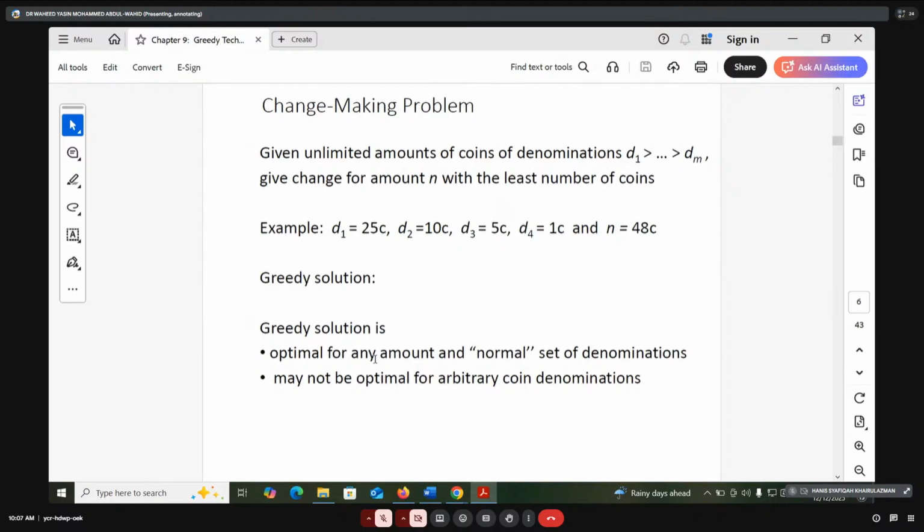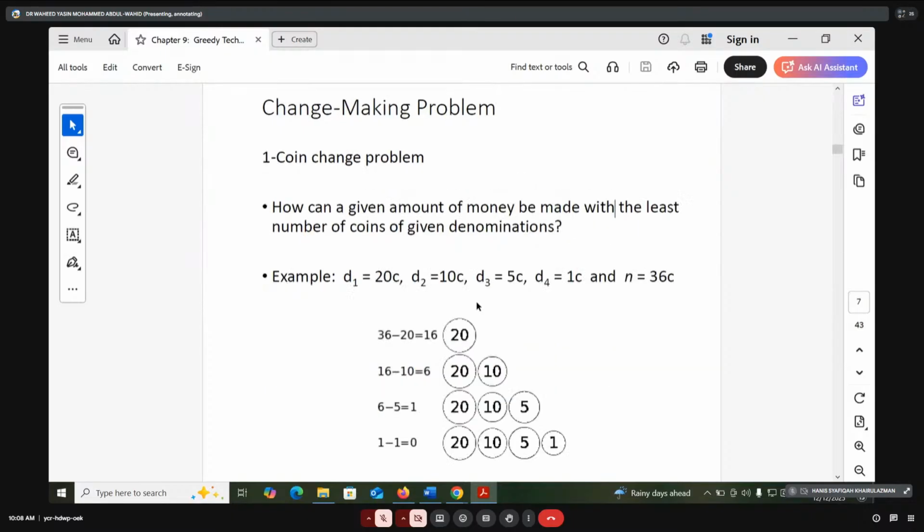The greedy solution is optimal for any amount with a normal set of denominations, but may not be optimal for arbitrary coin denominations. So also it is for optimization, but sometimes it will not give me the optimum solution. Change making problem, coin change problem: how can we give an amount of money using the least number of coins given denominations? Example: d1 is 20c, d2 is 10c, d3 is 5c, and d4 is 1c.